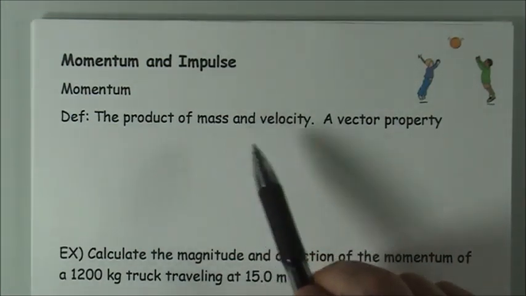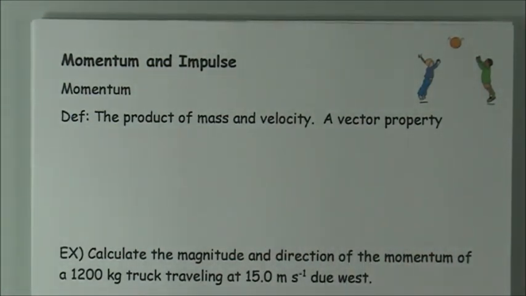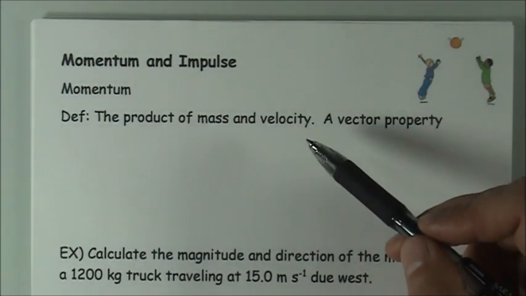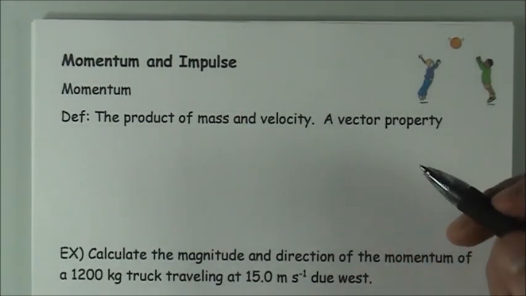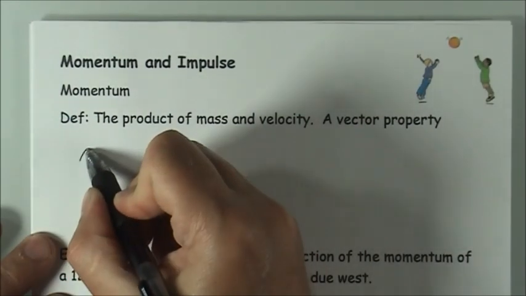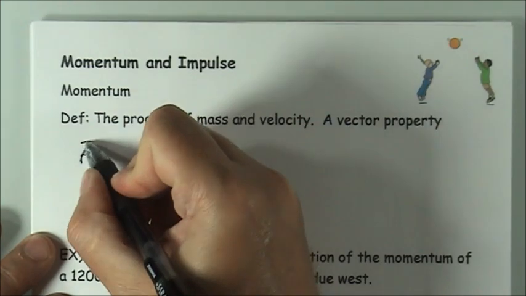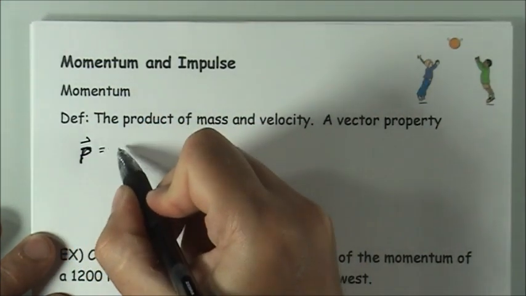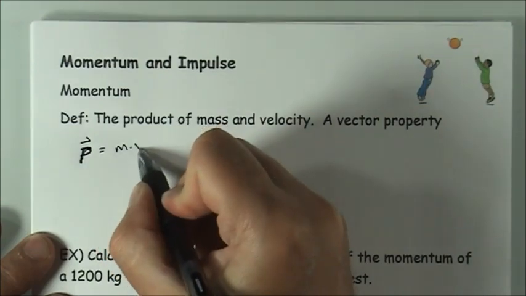And so when we multiply a scalar times a vector, we still have a vector property. The direction of the momentum comes from the direction of the velocity, obviously. The symbol for momentum is lowercase p. And again, it's calculated by mass times velocity.